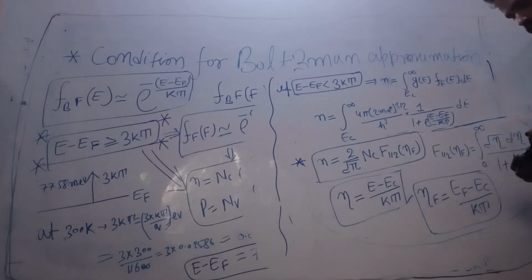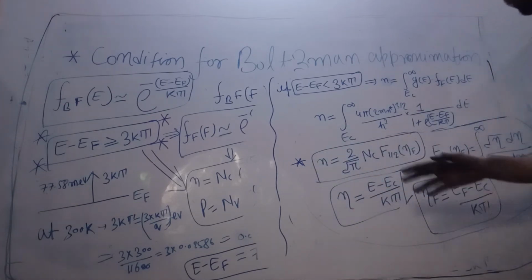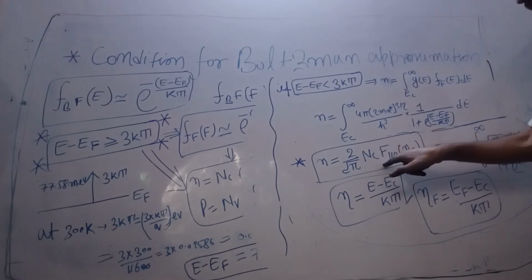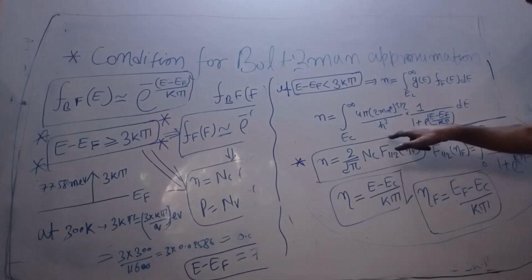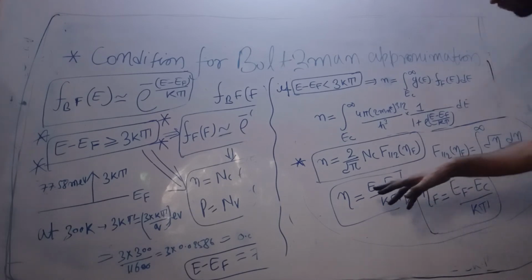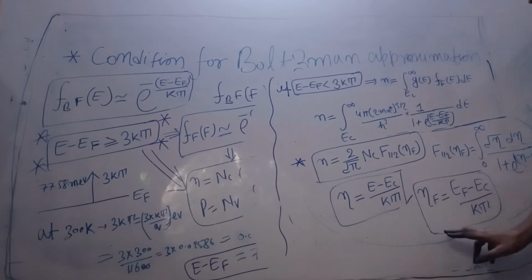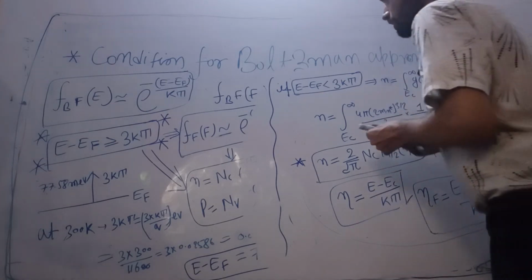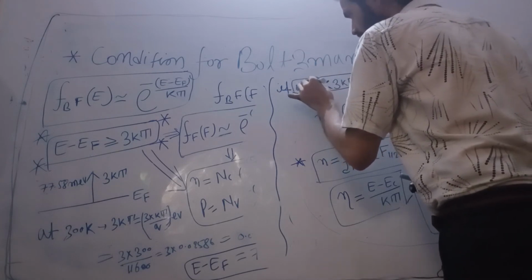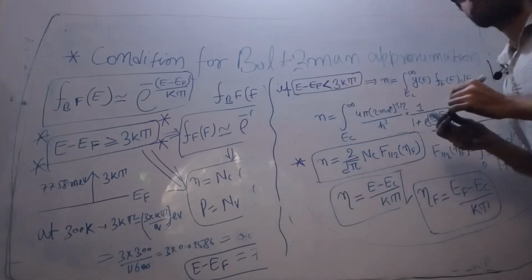NC is a fixed value, and this is the Fermi-Dirac integral, whose value is the integration from 0 to infinity of square root of eta d eta divided by 1 plus e to the power eta minus eta F, where eta is E minus EC by kT and eta F is EF minus EC by kT. This is used only when E minus EF is less than 3 kT.